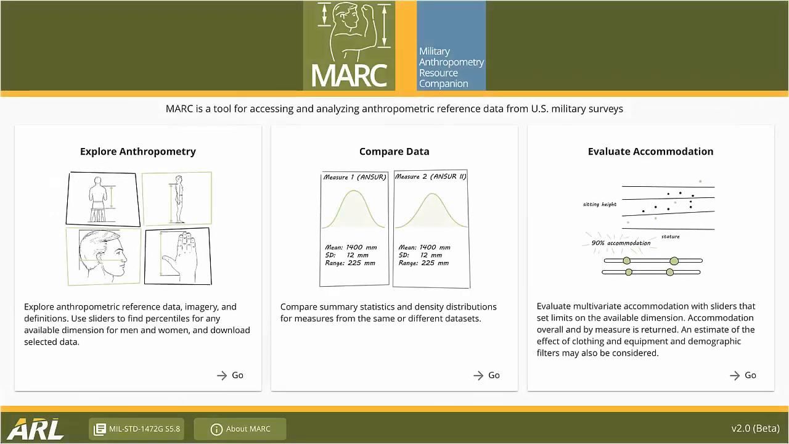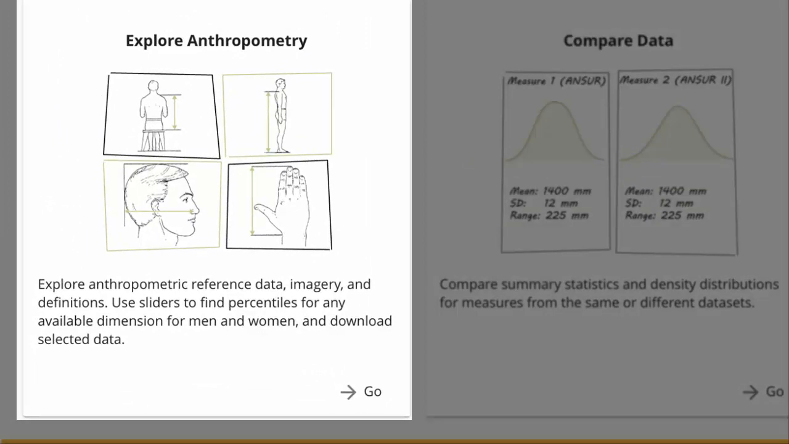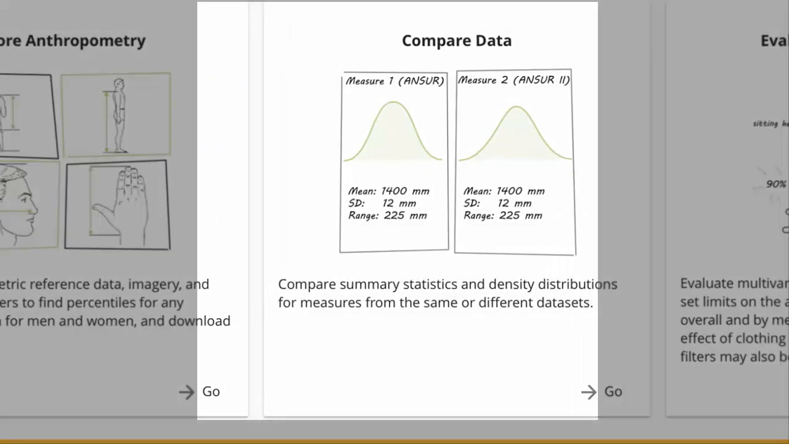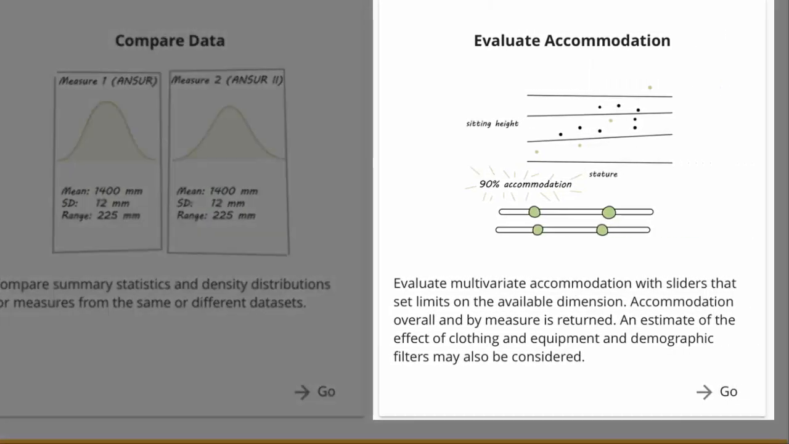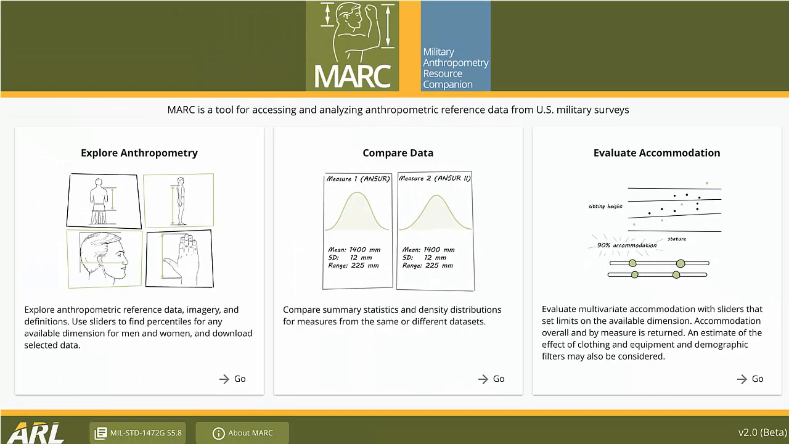MARC has the following main functions: a graphical interface for exploring and downloading raw data from anthropometric reference databases like ANSUR, a tool that enables comparison of summary statistics for different measures, and a tool that can properly account for limits on multiple measures of anthropometry to determine accommodation and enable real-time system evaluation. Let's take a look at each of these functions.